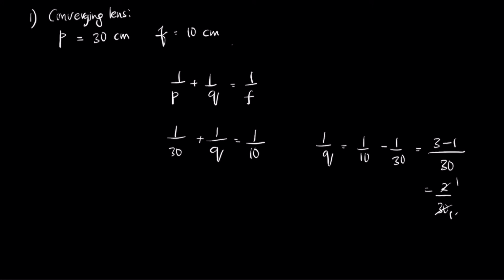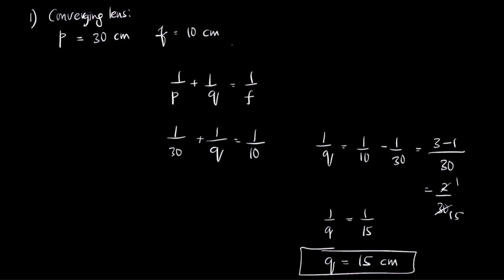So 2 ones, 2 15s. So 1 by q is 1 over 15. If you take the reciprocal, you get q equal to 15 centimeters. So notice that q is also positive here.